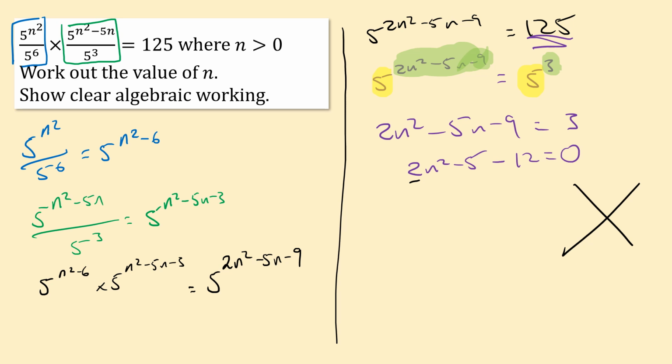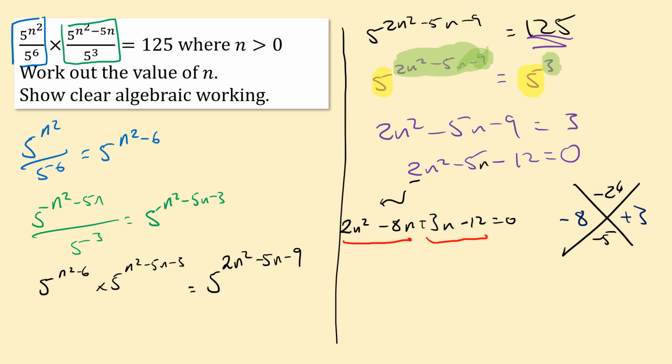So what I do is multiply the coefficient of n squared by the constant term. So 2 times minus 12 is negative 24, and then put the coefficient of n at the bottom, it's negative 5, and I then need to look for a factor pair of negative 24 that sums to give negative 5. So I think that's negative 8 and positive 3. Okay, so they multiply to give negative 24 and add to give negative 5. So I can rewrite my equation as 2n squared minus 8n plus 3n minus 12 equals 0, instead of writing minus 5n.